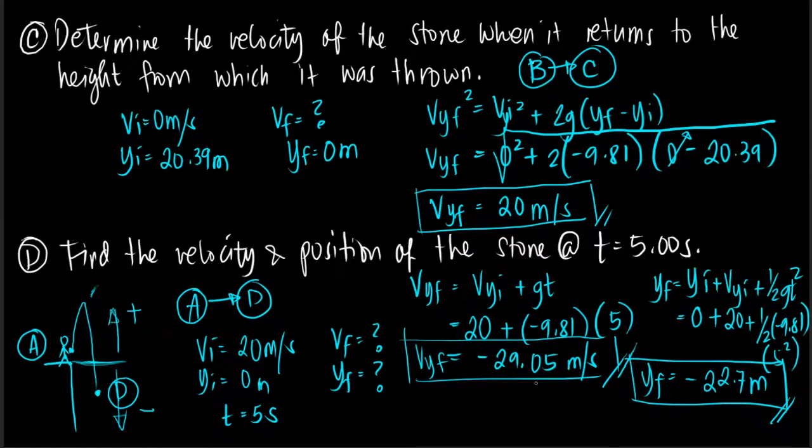Also, VYF is negative 29.05 because we are moving downwards. Okay? Actually, it is supposed to be negative as well. I think I've noted that in our class. Because you know that when it returns to the height from which it was thrown, it's already moving downward. Okay?